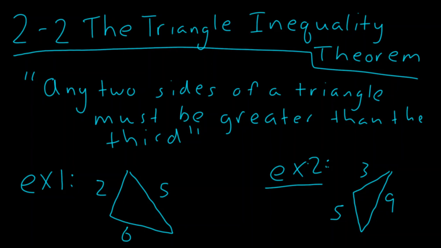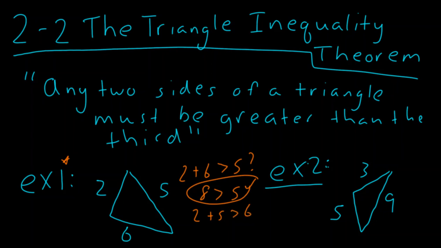I'm going to switch up my colors just so you can see, at example 1. What if I said 2 plus 6 was greater than 5? And the question is, is that a true statement? Well, I know that 2 plus 6 is going to be 8, and 8 is in fact greater than 5. So yeah, that checks out. Okay, well what about 2 plus 5, is that greater than 6? So I'm just switching the order of my sides here to make sure this statement is still true. We know that 2 plus 5 is 7, which is in fact greater than 6. That's true.